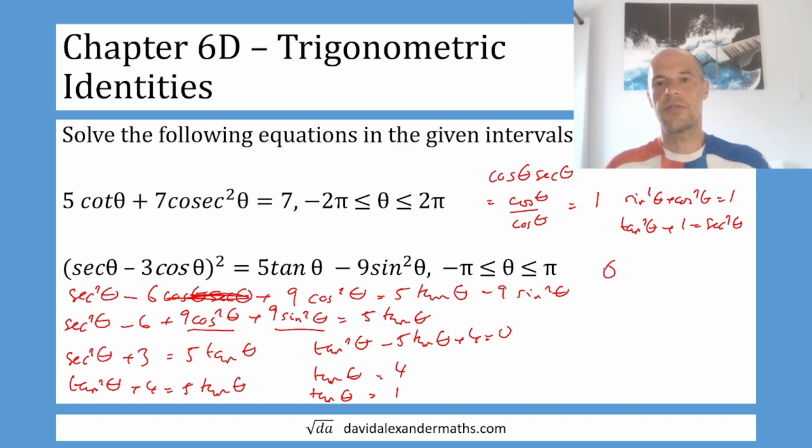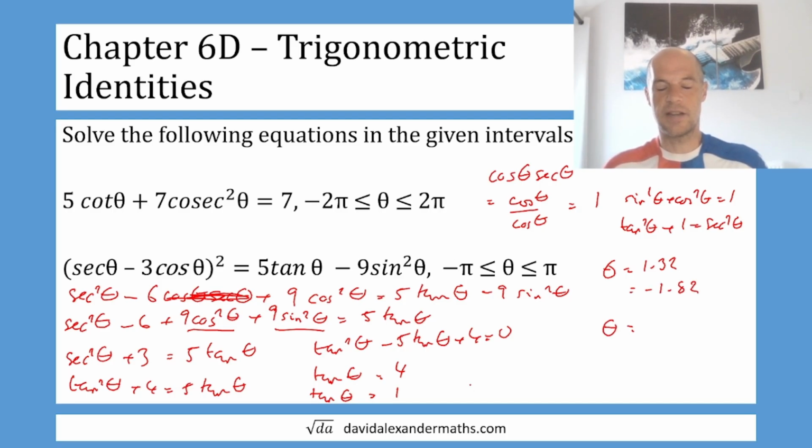Okay, so therefore theta is the inverse tan of 4. Just checking I'm in radians. Inverse tan of 4, I'm getting 1.32. If I add pi onto that, that will definitely be greater than pi because this is positive. But if I take away pi for the previous solution, I'm going to get minus 1.82.